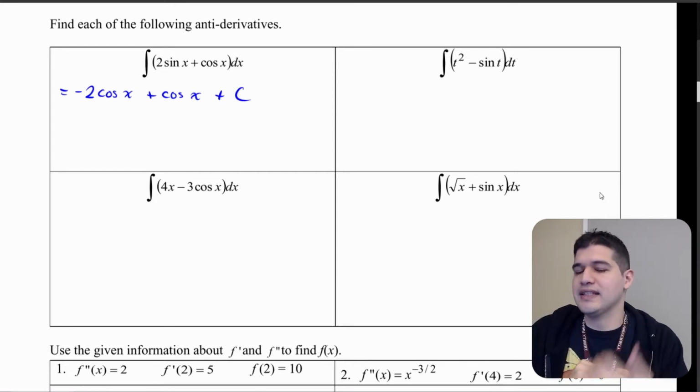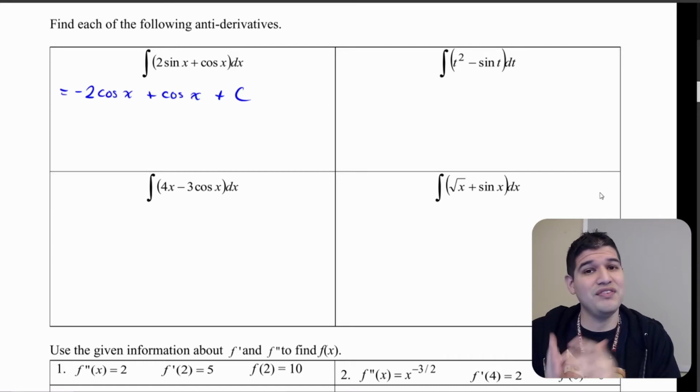So go ahead and take a stab at these next three examples and see if you get the same results that I do.